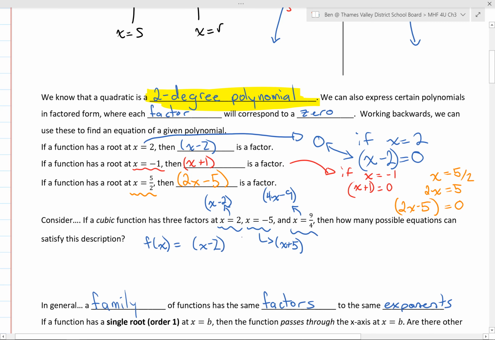x minus 2, x plus 5. Mr. Saka did not plan ahead right here, but we're doing it using software that allows us to move it around. Times 4x minus 9.